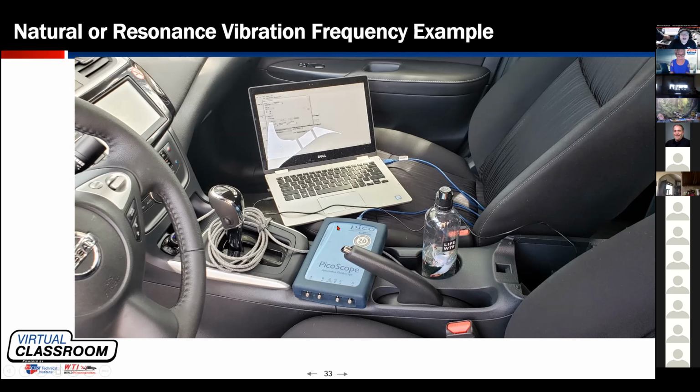So I have my PicoScope in this case plugged into my computer, and my speaker output for my computer is plugged into the source input for this car for the stereo. Now, if you use the NVH system from Pico, it has a noise generating system. It has a noise generator.